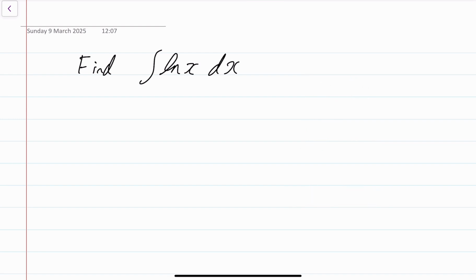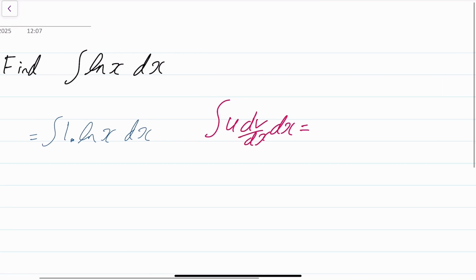Okay, to do this, the first thing you want to do is rewrite your integral as the integral of 1 times ln of x dx. And then what we're able to do is use integration by parts. Now, the integration by parts formula is the integral of u dv by dx, integrated with respect to x, is equal to uv minus the integral of v du dx dx.